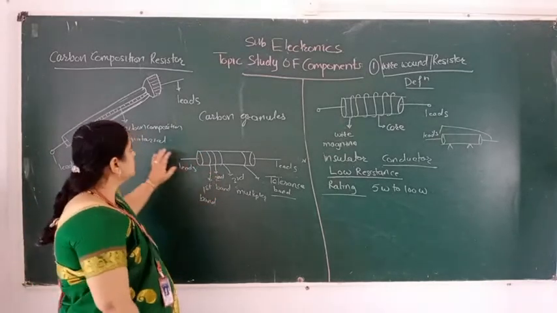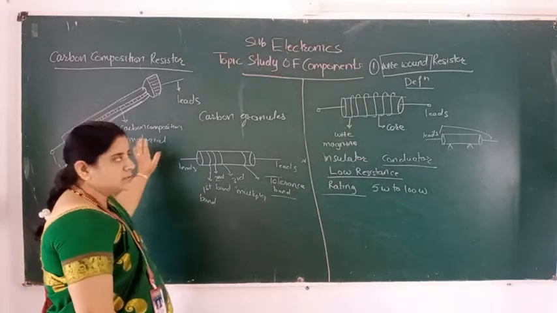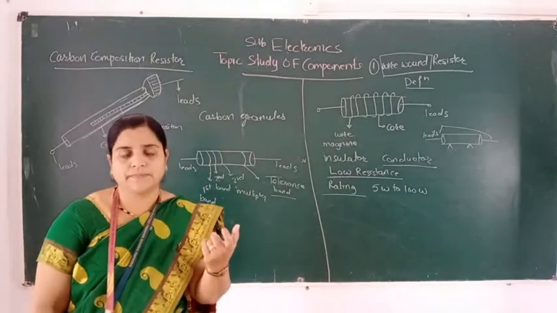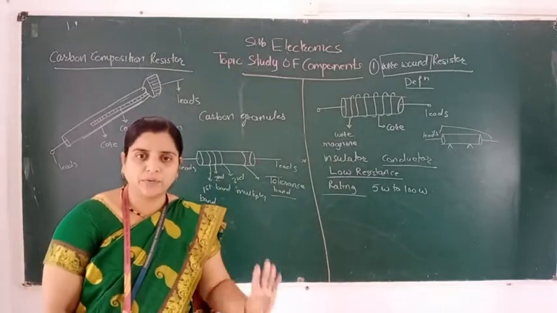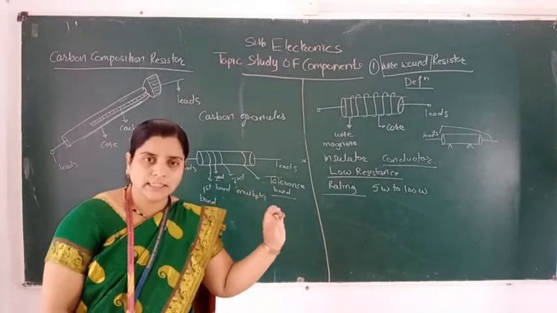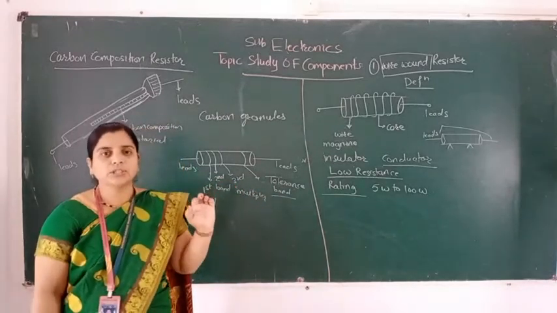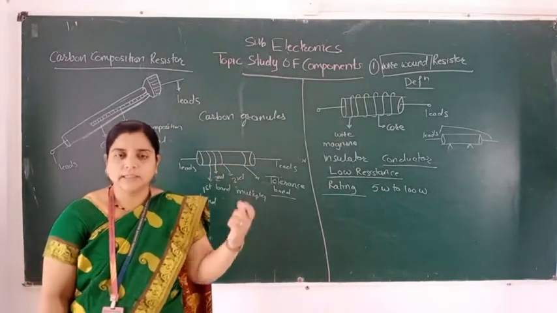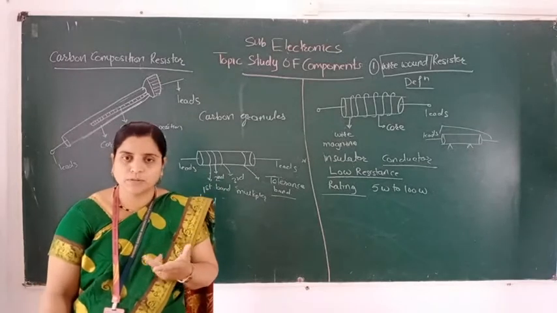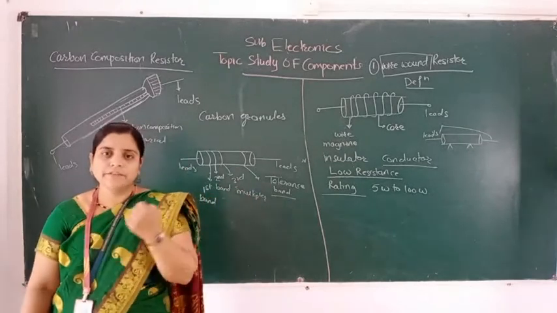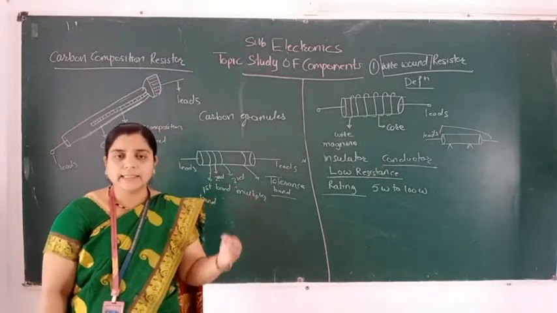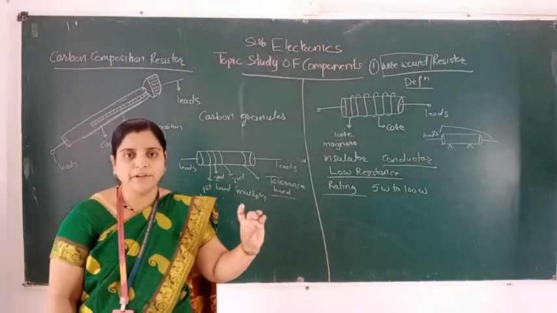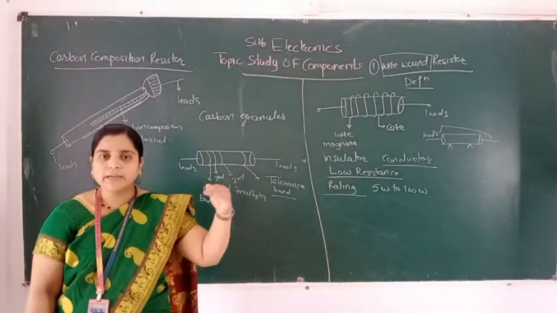You keep in mind the carbon composition resistor, its definition, its symbol and its weightage. These 3 or 4 things only you have to write. Yes, what is a resistor? Its definition and its unit are in the introduction of resistor. Then there are types. There are two types of resistor: fixed resistor and variable resistor. In fixed resistor, again there are 3 types: carbon composition resistor, wire bound resistor, and film type resistor. Like this, you have to write one by one.